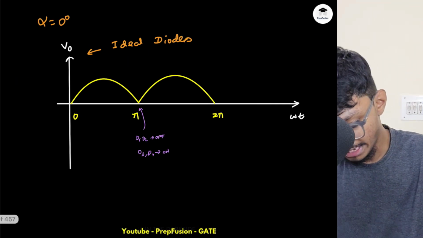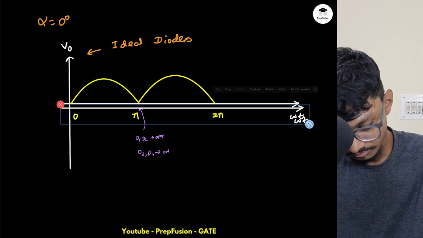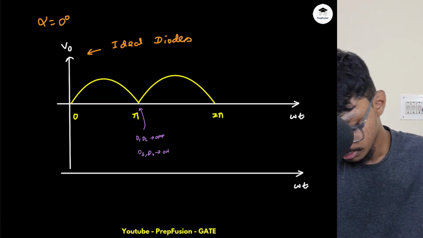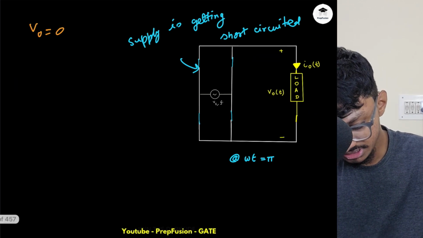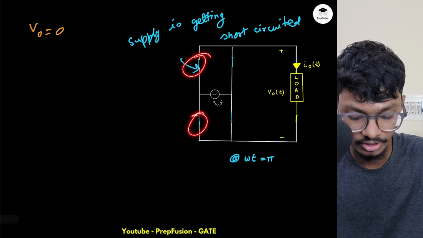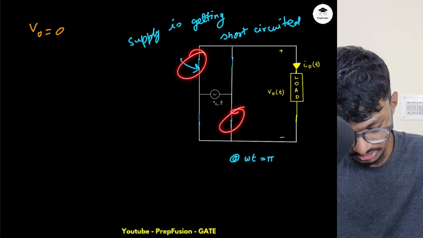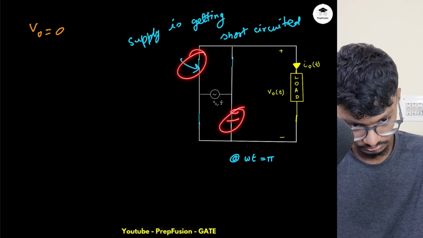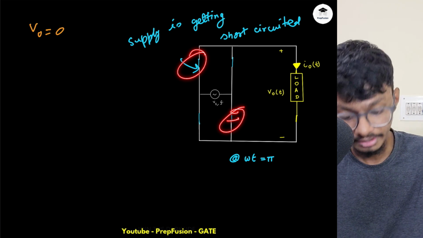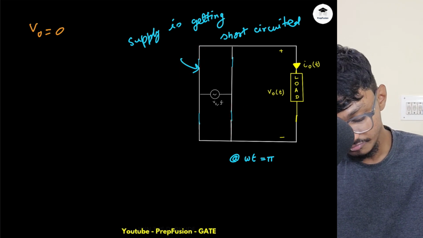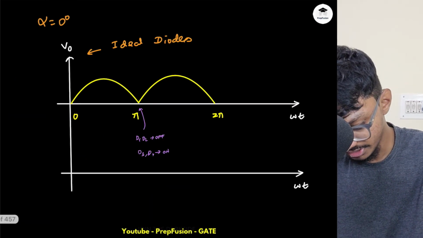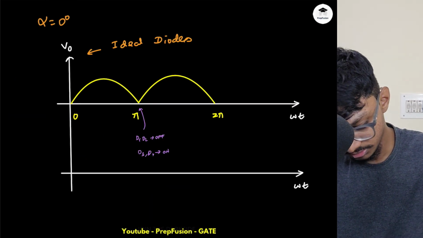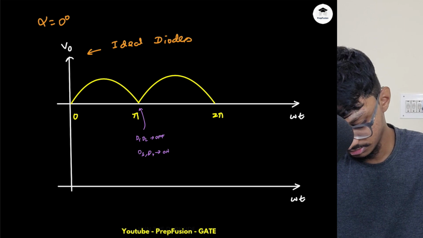In the practical case, I have a theta RR, and that is the delay by which this diode is finally getting off. This diode is finally off at theta RR, that is equal to omega into T RR. Then what is happening is that finally my output voltage is equal to minus Vs.